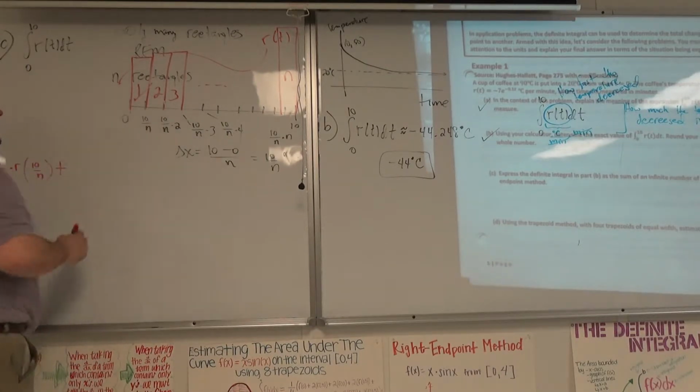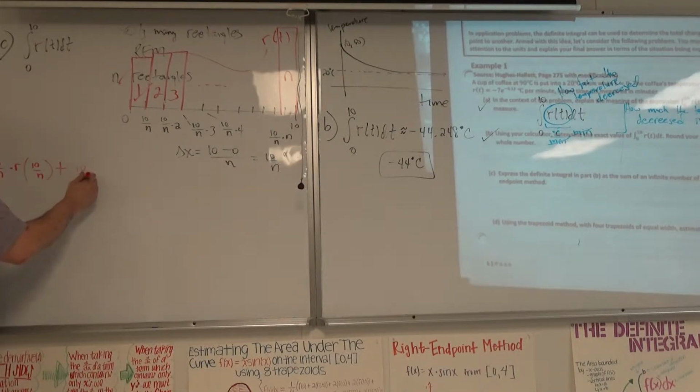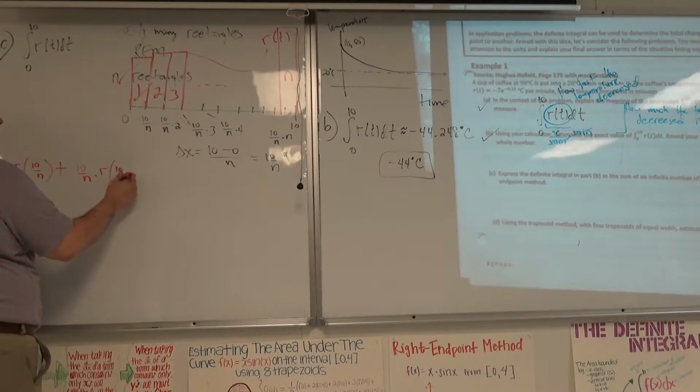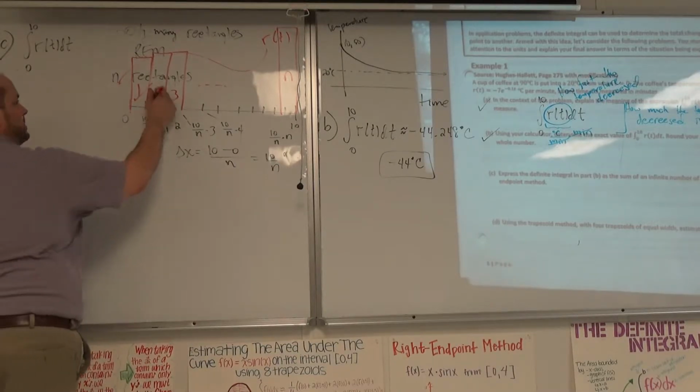Okay. Somebody not Alejandro who's still with me, tell me about the second rectangle. How wide, how tall? Cassandra? 10 over n, 10 over n is still that width, right? How tall? r, 10 over n times 2. r of 10 over n times 2, that's the second one.